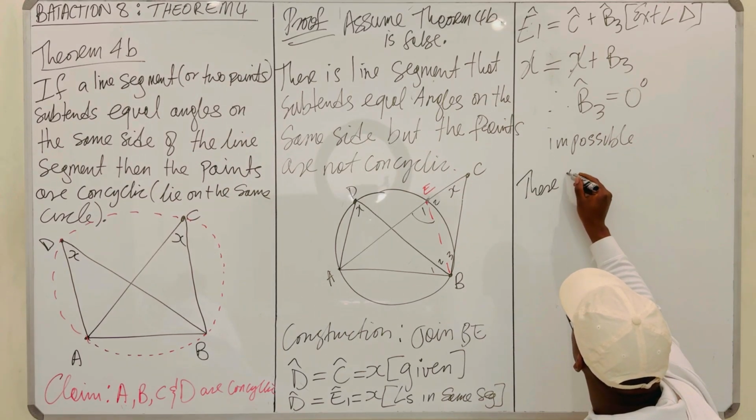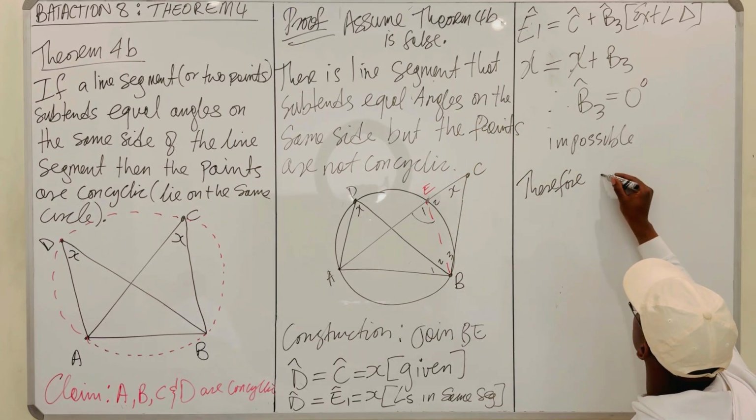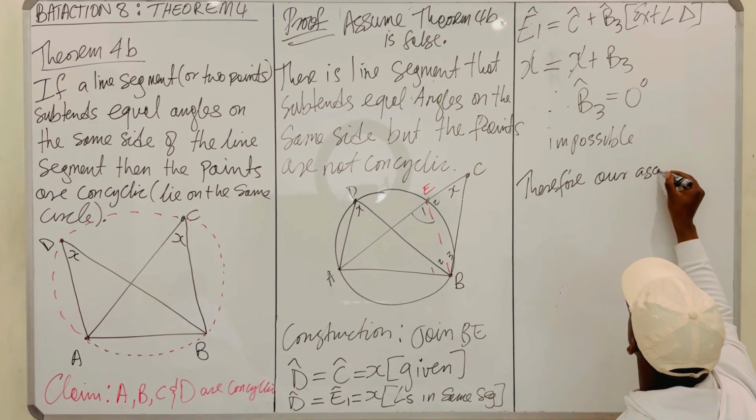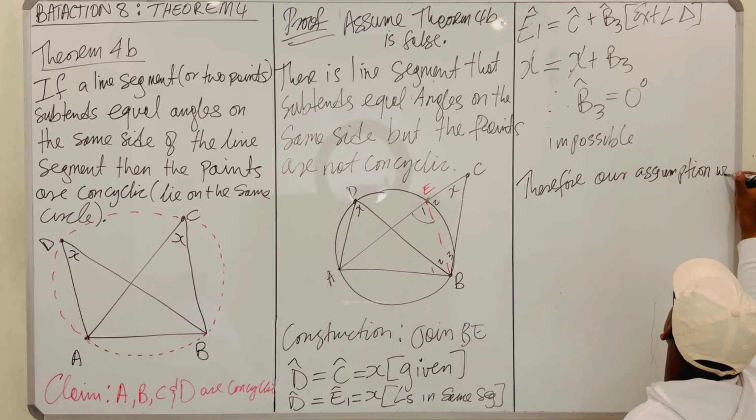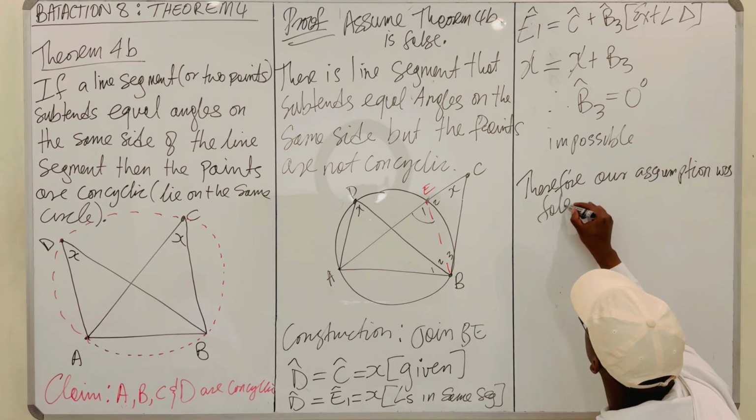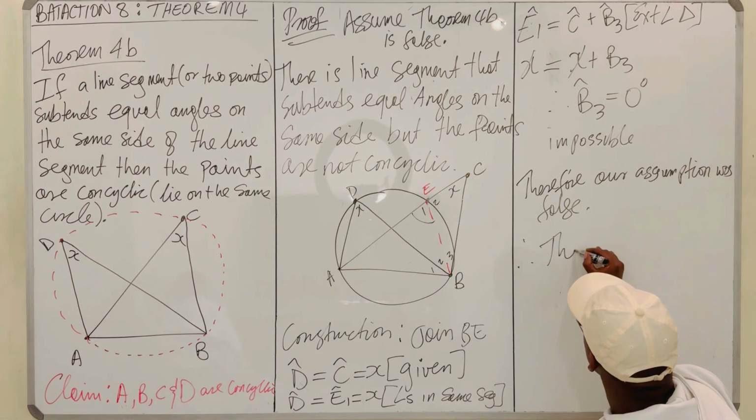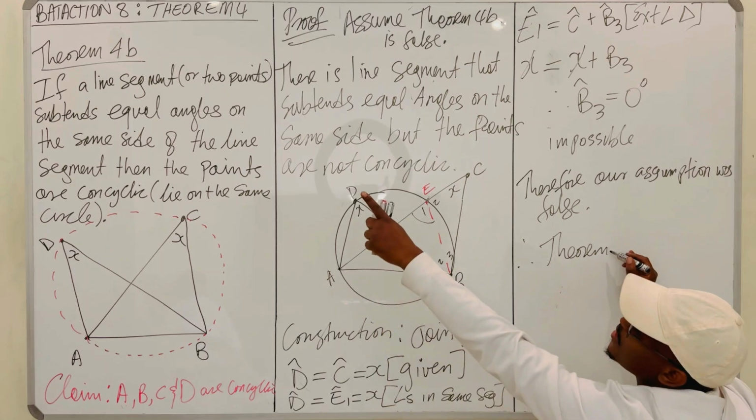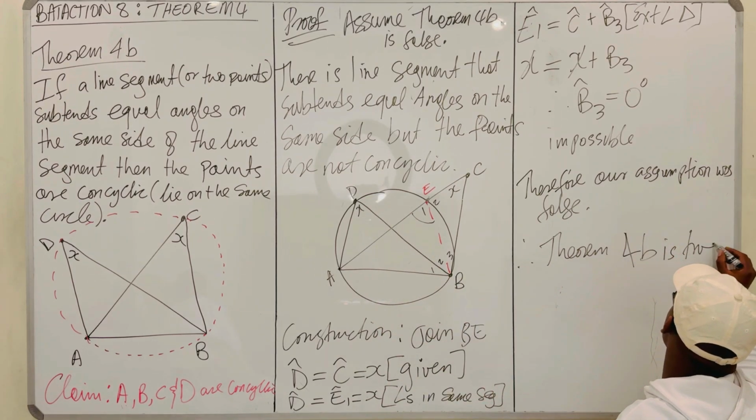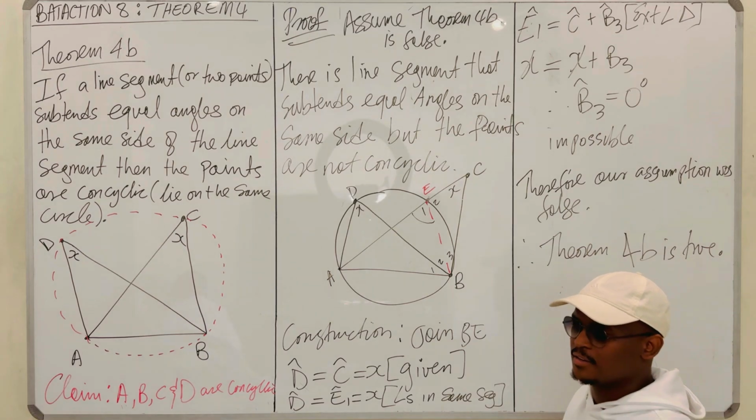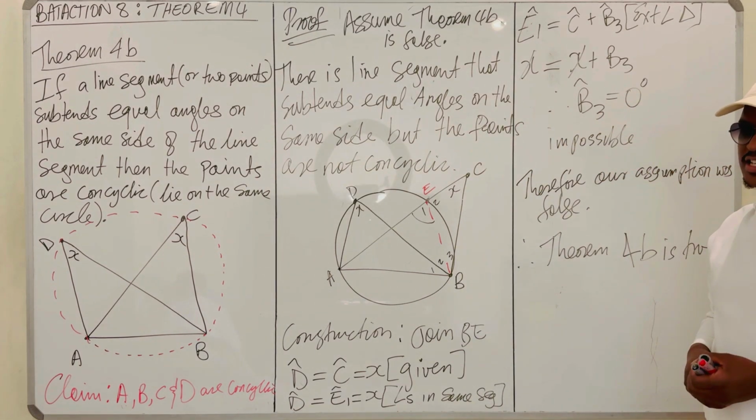Therefore, our assumption, what was our assumption? It was false. Therefore, the statement of theorem 4b is true. We should have proved that. We're done here. This is called proof by contradiction.